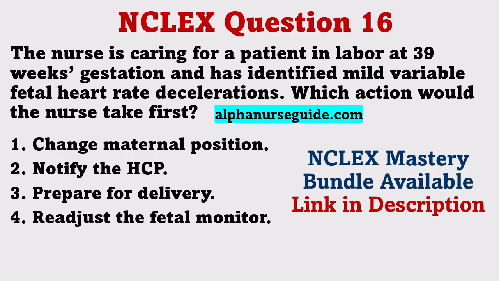The correct answer is 1. Change the maternal position. The cause of variable fetal heart decelerations is compression of the umbilical cord, which can often be corrected by a change in maternal position. It is usually a benign condition and would not require the nurse to prepare for delivery or to notify the healthcare provider unless the variable decelerations are severe and persistent. Adjusting the fetal monitor may be needed after the change in maternal position, but would not directly address the variable decelerations.